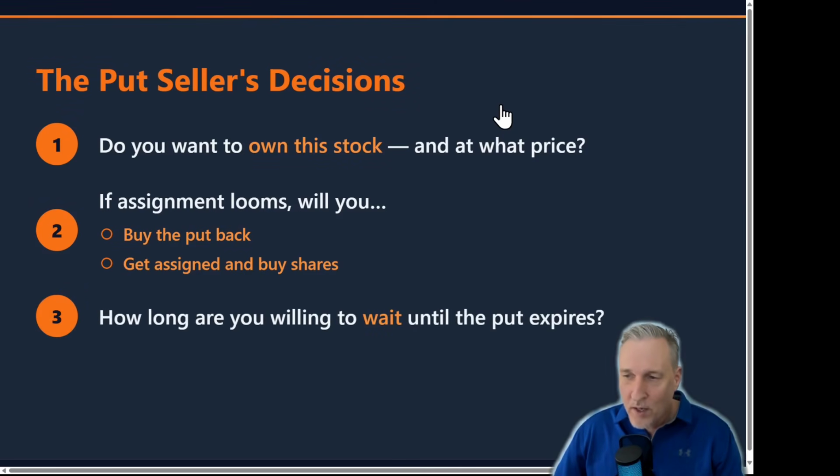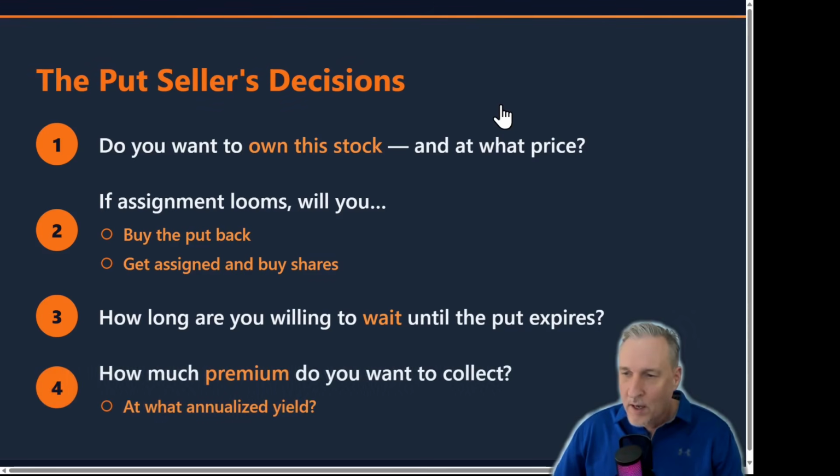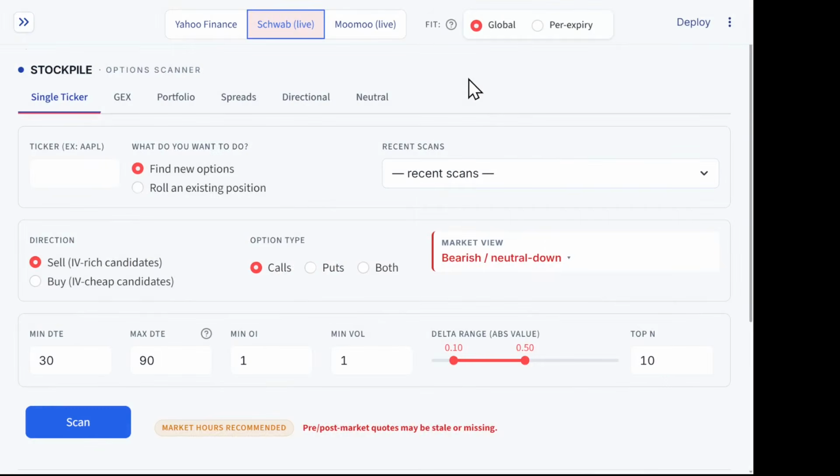How long are you willing to wait until the put expires? And how much premium do you want to collect, and at what annualized yield? With those questions set aside, let's get to the searches. Let's walk through an example of finding a put to sell with the scanner.